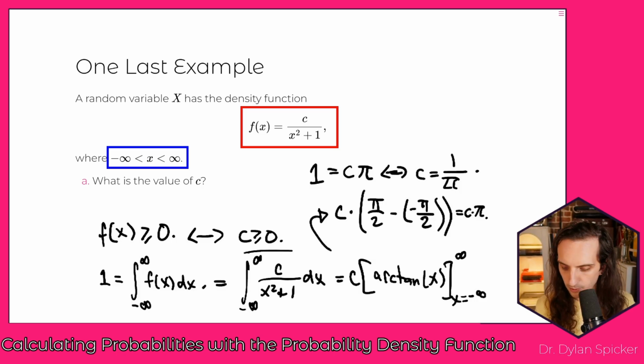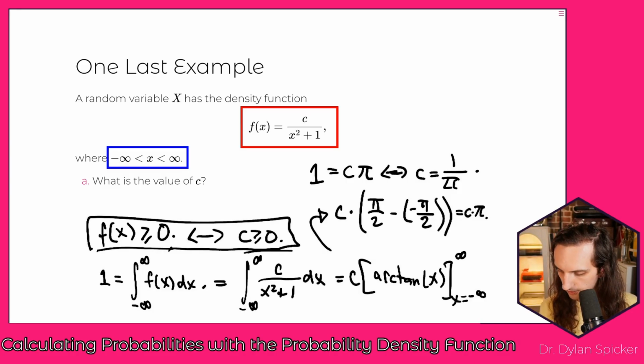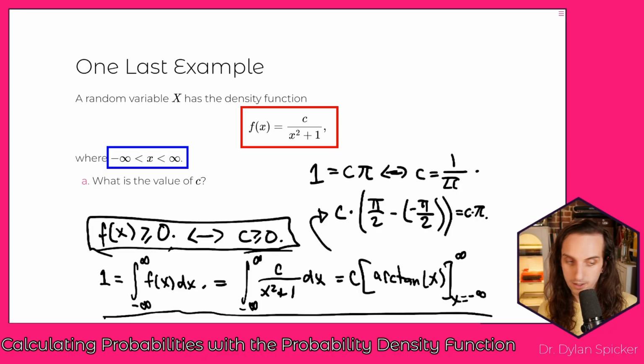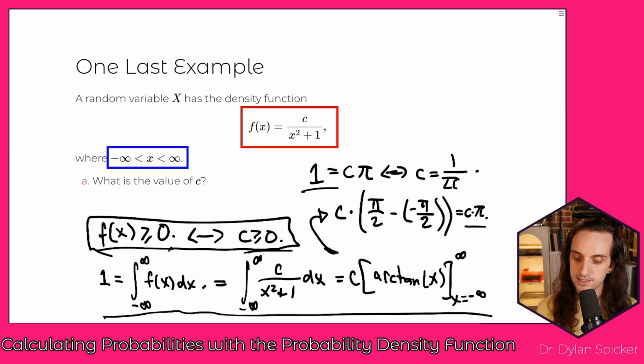Okay. And so again, what we're doing here is we start from our two properties. The first tells us that from positivity, we know that c has to be a positive value. Of course, 1 over pi is going to be positive, so no worries there. The other property is that it has to integrate to 1, and so we solve through our integral here. In this case, we need to remember some integral identities, but solving through those integral identities tells us that we end up with c times pi. Okay. If 1 is equal to c times pi, then c has to be 1 over pi.